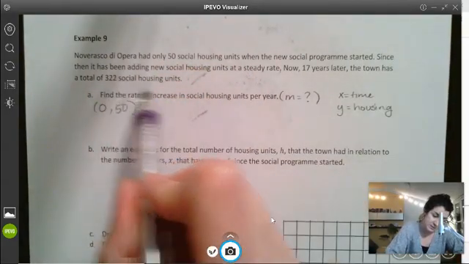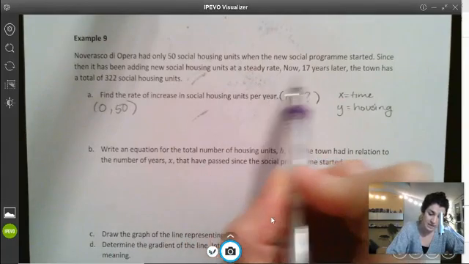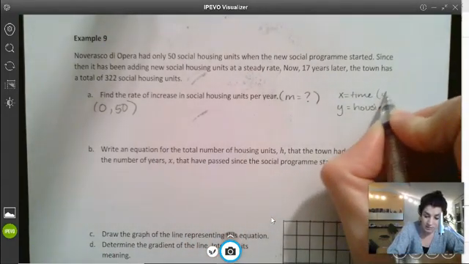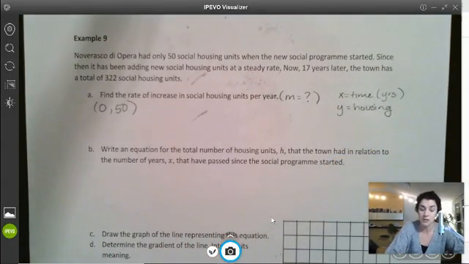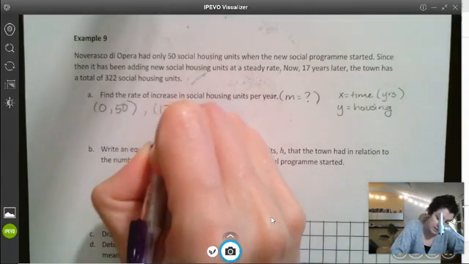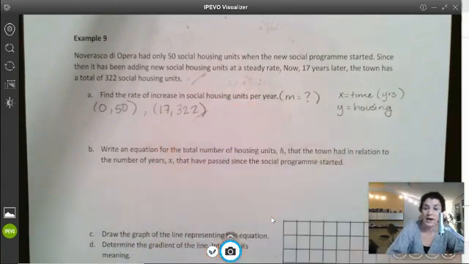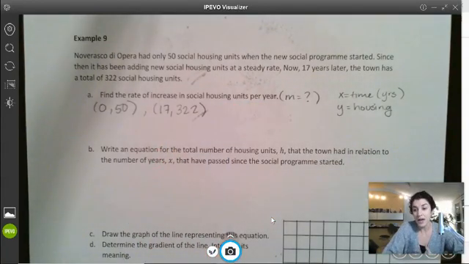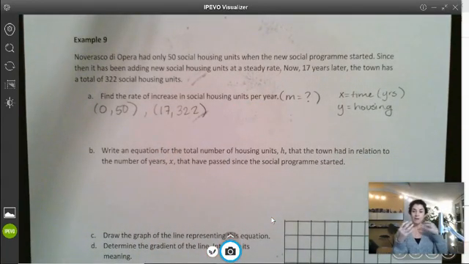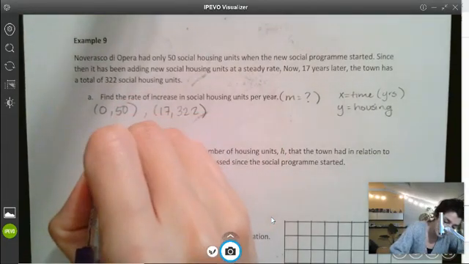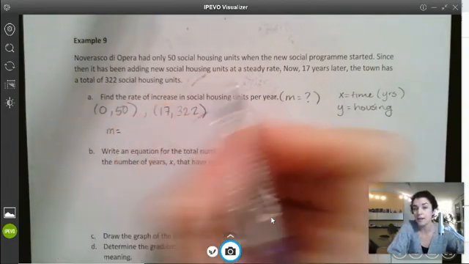Then it says, since then it has been adding new social housing units at a steady rate, now 17 years later. So let's make sure that we keep in mind that time is going to be years. 17 years later, we have 322 social housing units. So now that we've gone back in and found pairs of numbers that go together, we want to go back and find that slope. So we're going to find the difference of our y's, the difference of our x's, and put it into one big fraction.